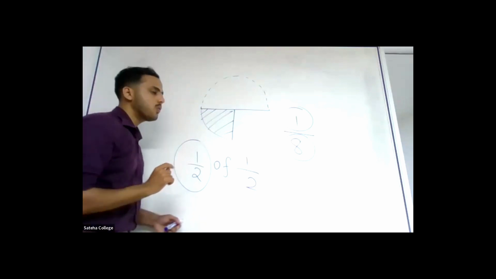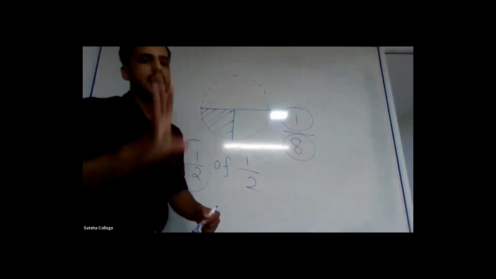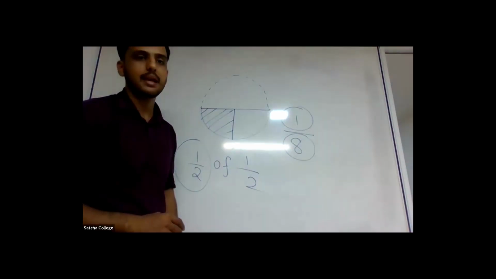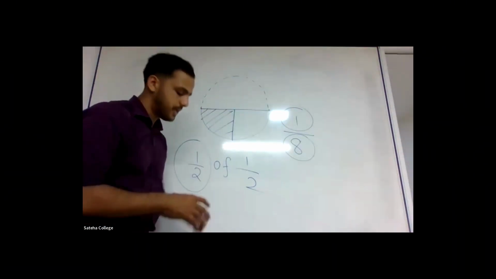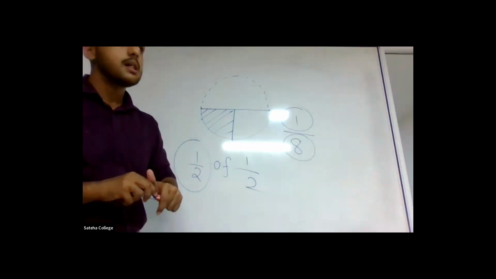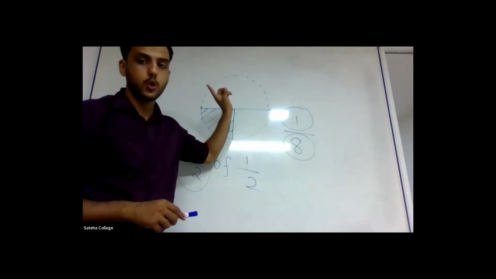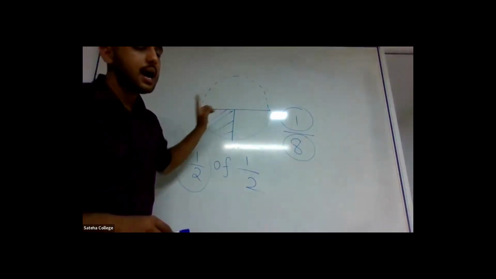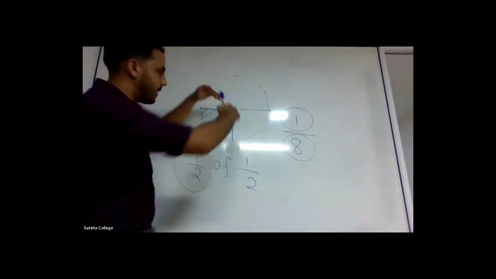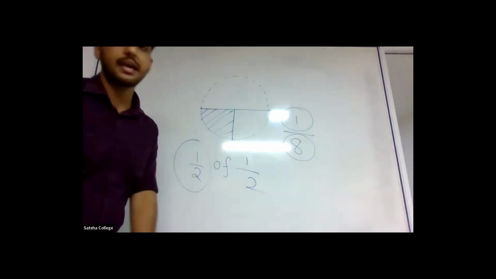Now your mother comes and tells you, okay, from the remaining part, give half to your neighbor. Now my first question is, is half of the remaining half of the total? No. Half of the remaining is half of the remaining. What is remaining? Half of the cake. Divide that into 2. This is half of the cake.